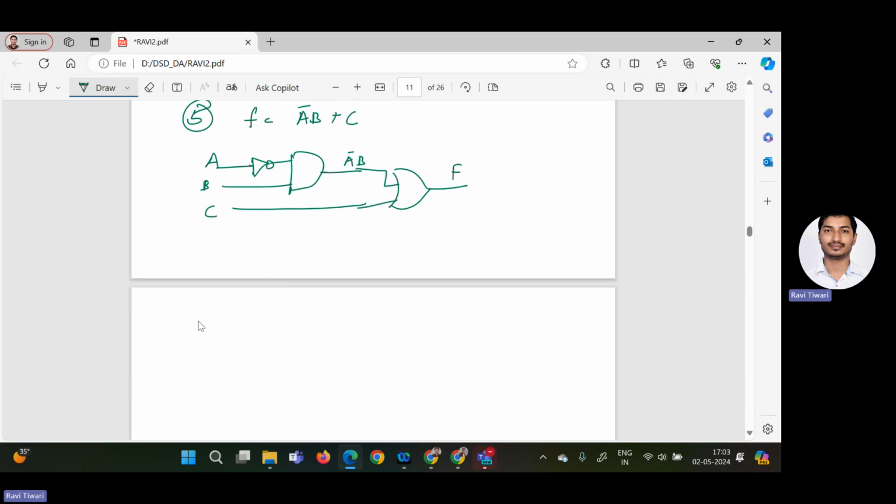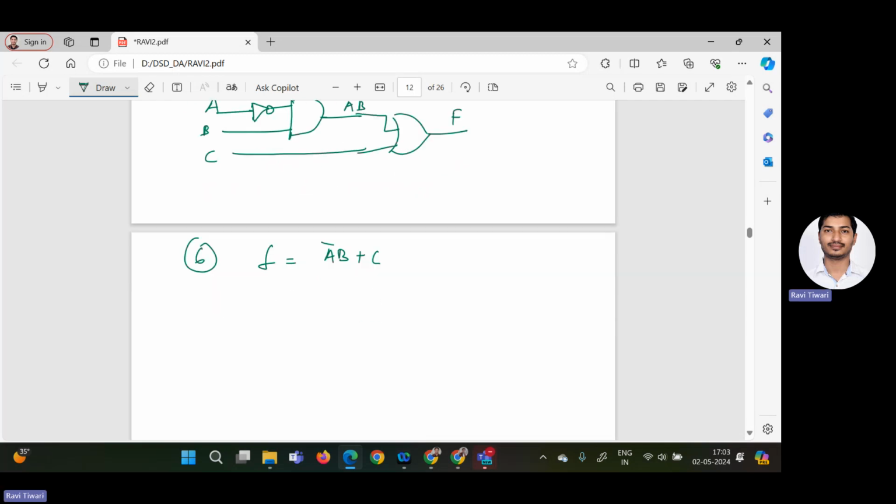Now in the sixth part, you have to implement the same function F, that is F equals A bar B plus C, by using the NAND gate alone. So how to start such a circuit? Here you see, first you draw it by using the basic gates only. That is our first step. So here I am drawing the same function by using the basic gates like this.